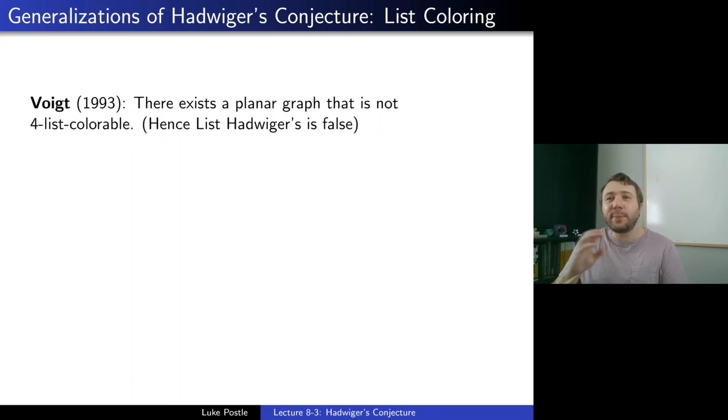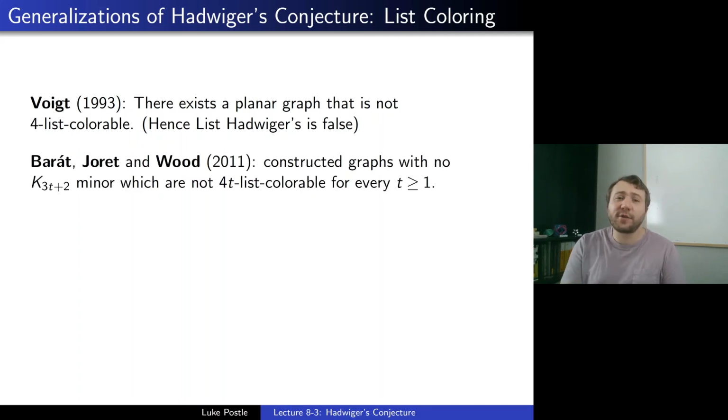Now, in spirit it's true because, by Thomason, you get the 5 list, so maybe you would think it's only off by plus 1 or something. But actually Barát, Joret, and Wood extended Voigt's construction to construct graphs with no K_{3t+2} minor, which are not 4t list colorable, for every t at least 1. So it's not even off by a plus 1. At best, you could get a 4/3 t ratio. But it still might be true that linear list Hadwiger's is.